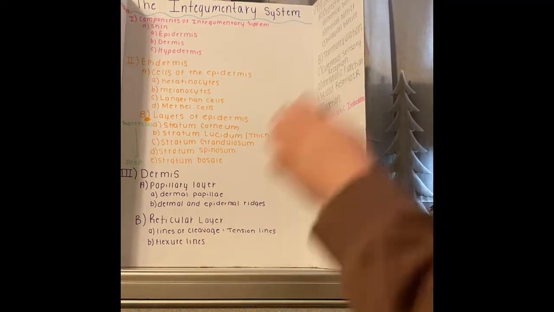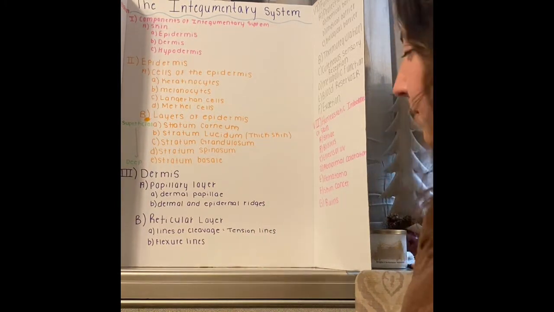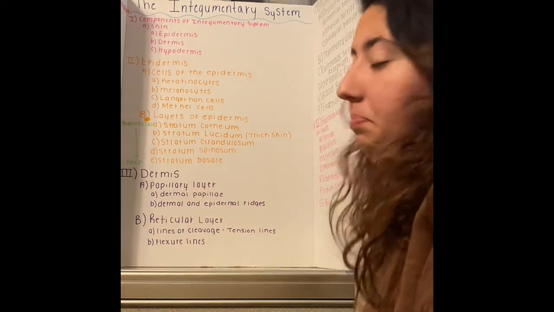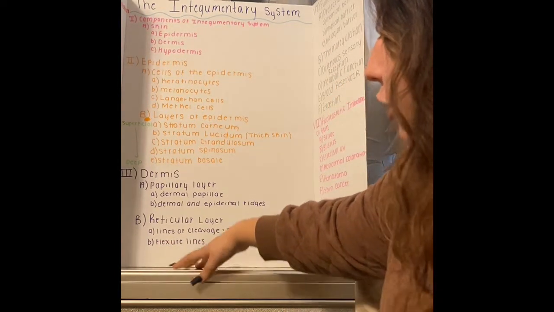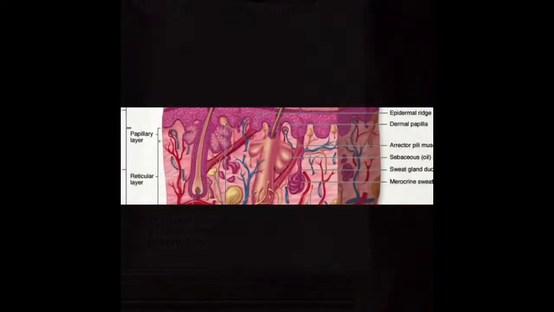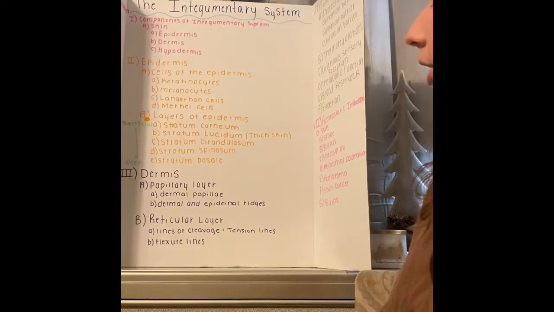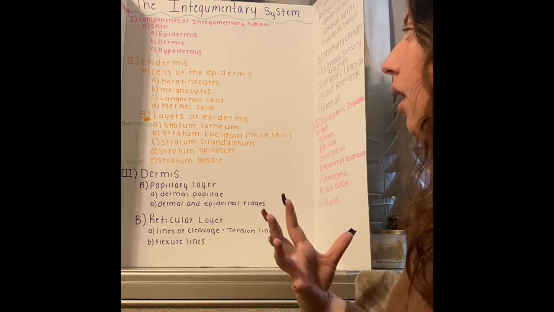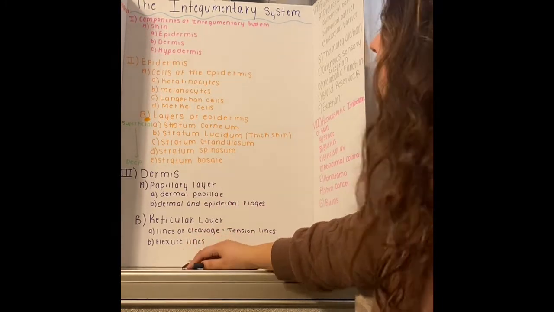It's pretty interesting. The reticular layer has lines of cleavage, which are tension lines. Those are actually invisible lines that represent built up collagen in our skin. And then we have flexure lines, which are where the dermis is attached to deeper structures in your body. So that really sums up the components of the skin. Epidermis is superficial, dermis is in the middle, and hypodermis is the deepest.